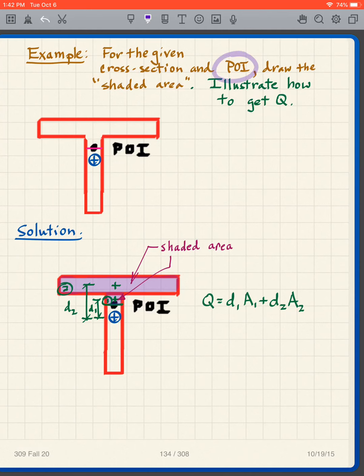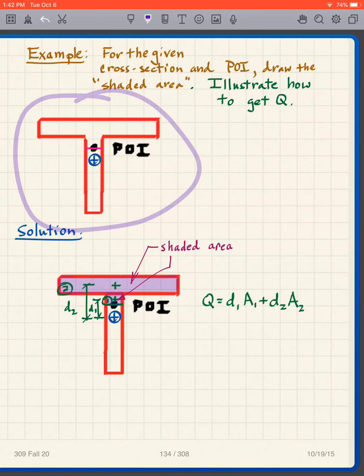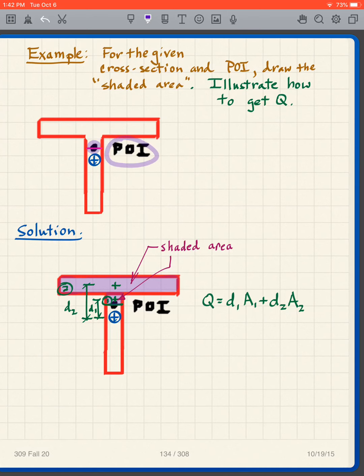First we get our point of interest, or are given our point of interest. For this particular example, I have a T-beam, a T-shaped cross-section, and my point of interest is given to be right there. Here is my overall centroid, and like I say, this is just a conceptual example. Once I have my point of interest here, then I create my shaded area.